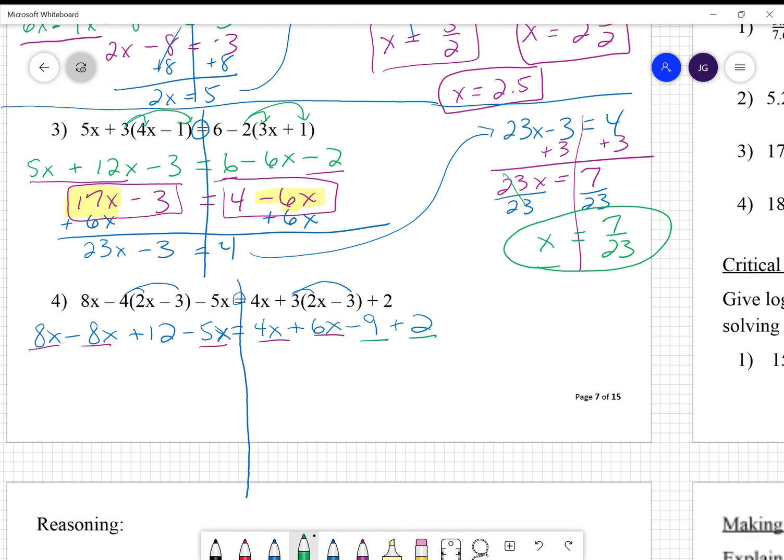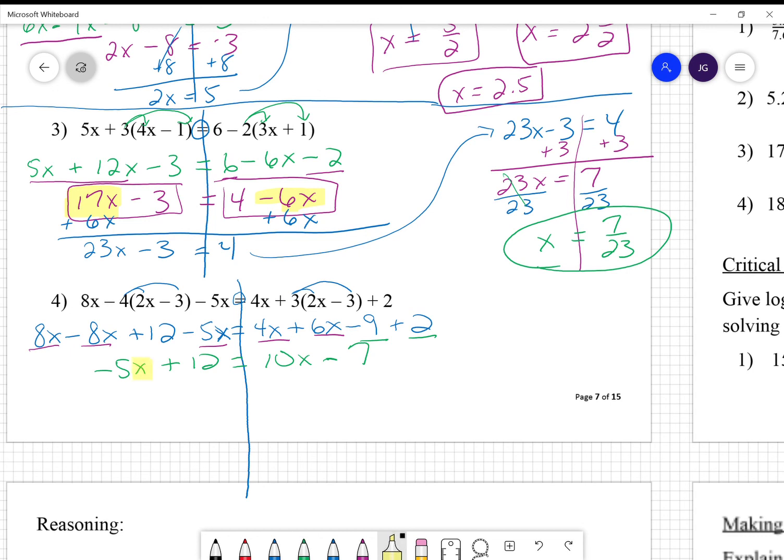So on the left side, 8x minus 8x is 0. Minus 5x is minus 5x. Plus 12 comes down. On the right, 4x plus 6x is 10x. -9 plus 2 is -7. Again, another common sign error here is to write -11 because people will add 9 and 2, but that's not 9, it's -9.